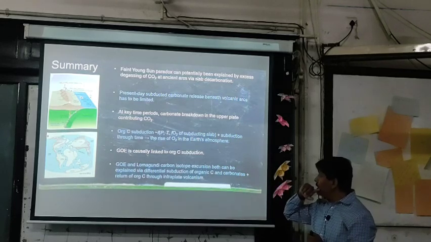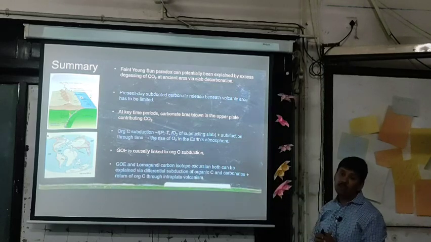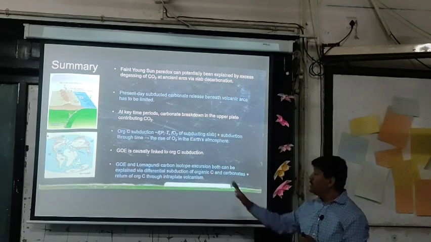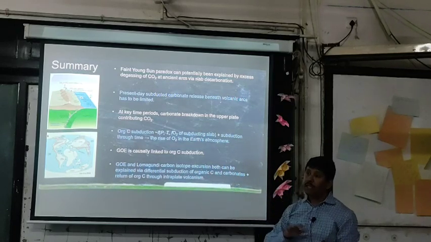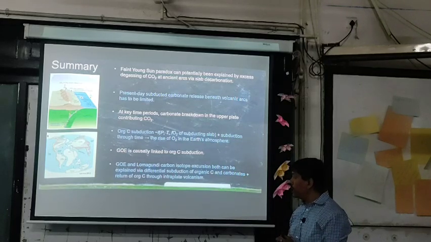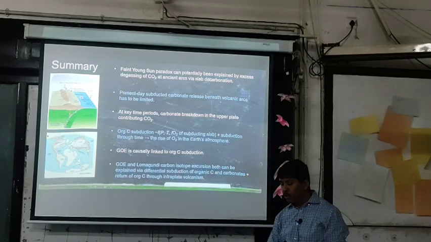Organic carbon subduction and its behavior through time could be causally linked to the oxygen rise in the atmosphere. And the GOE can be explained. The GOE and the Lomagundi event both can be explained by differential subduction of organic carbon and carbonate into our planet's mantle and degassing of organic carbon from intermediate depths. So these are several of the points I tried to cover.